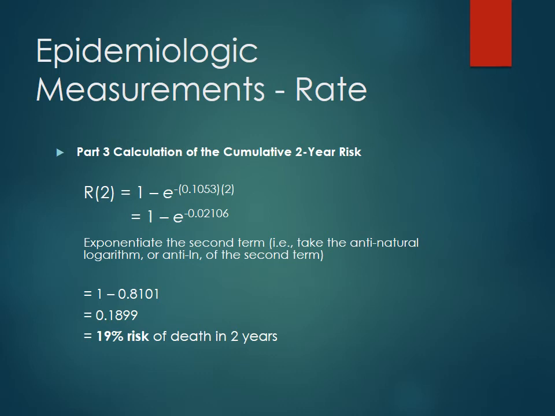And then when you calculate that out, what's left is 0.1899. So what does that mean for you? It means that after 2 years, you have a 19% risk of death. So again, if you were just to go with the yearly risk of 10% each year, you might say 20 if you just multiply it by 2, but that's not the case, right? Because we know fewer people are at risk at year 2 than there were at year 1.